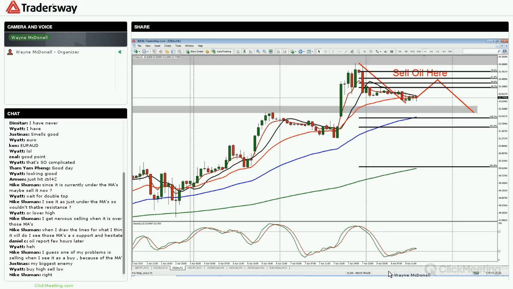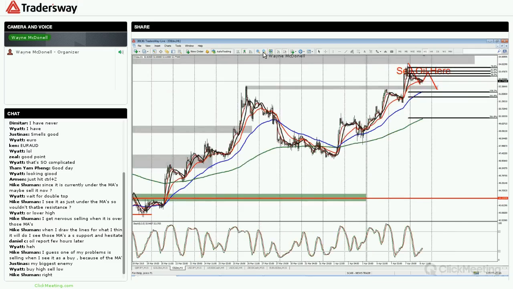So now, we're talking about me now. I don't want to buy it. Not yet. Not till we get past this upper gray zone. But I've been wrong about oil for over a week. That's fine. Right? But how do you trade?